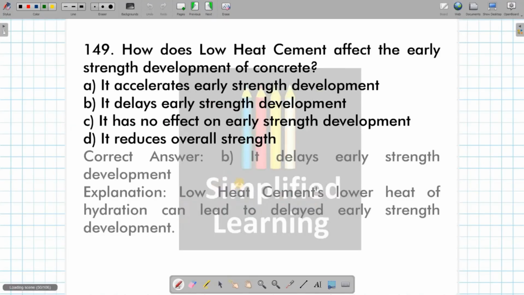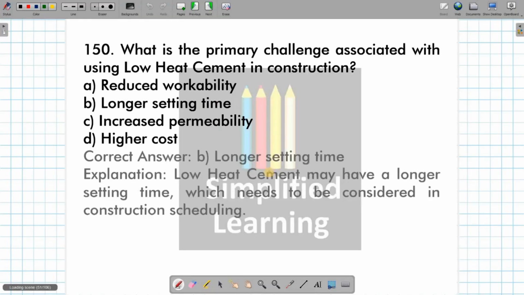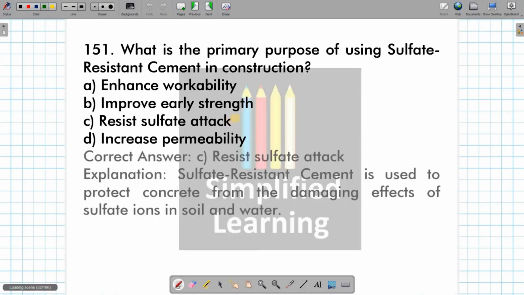Okay. How does low heat cement affect the early strength development of concrete? Okay, it delays the early strength development. Okay. Then what is the primary challenge associated with using low heat cement in construction? Longer setting time is the problem, but low heat of hydration is the advantage. Thereby, with some advantage, we are going to have some sort of problem, but looking at the bright side of using a specific kind of cement, we are going to ignore the other one. Okay, the answer is longer setting time.